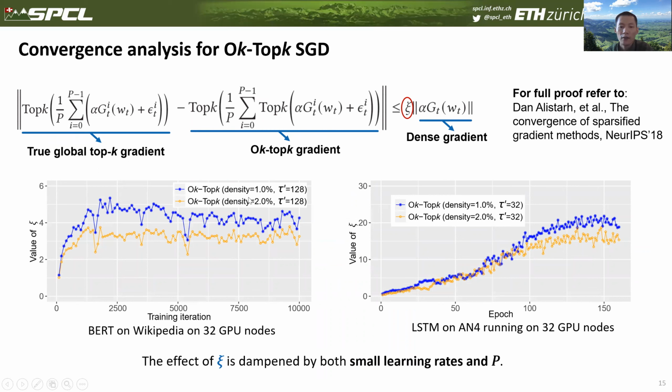We also point out that a large value of C may have a negative effect on the convergence rate of Ok-Topk. But the effect is also dampened by both a small learning rate and the number of workers. Therefore, in the right-hand figure, for the LSTM model training, the value of C is gradually increasing as the training goes on. It doesn't affect the model accuracy. This is because the learning rate is also decreasing as the training goes on.